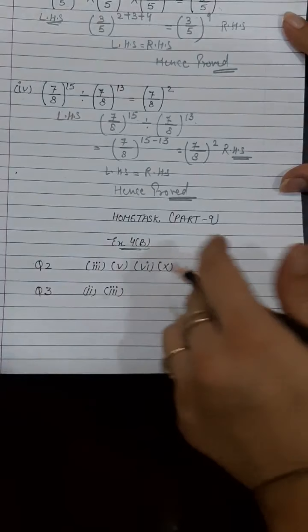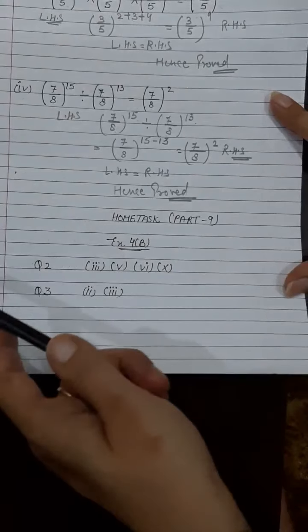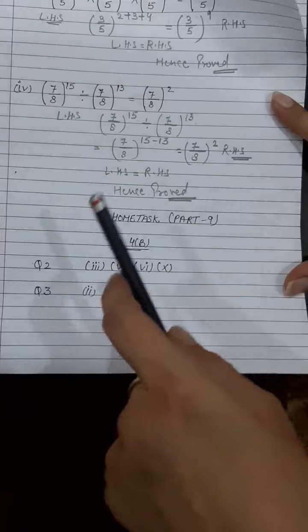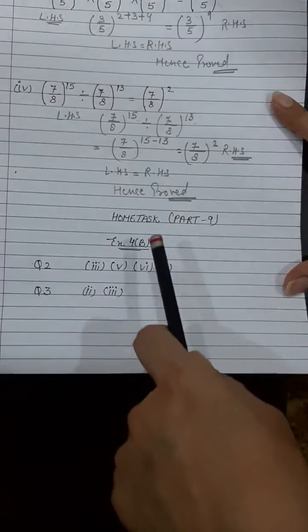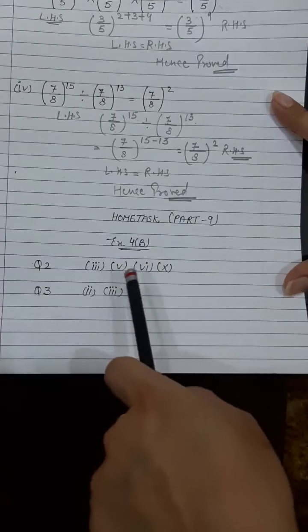Is it clear? So I am giving you some numericals related to question number 2 and 3. The other parts I am giving you as homework. Do it in your classwork notebook. If any query, then you can write in the comment section, right?